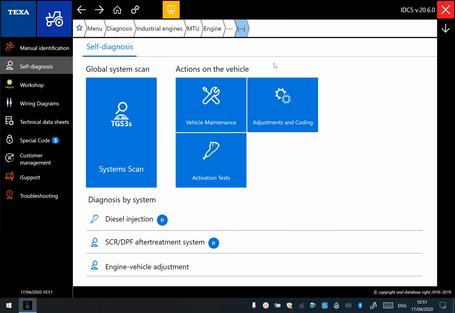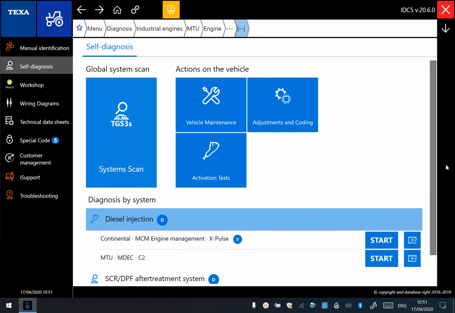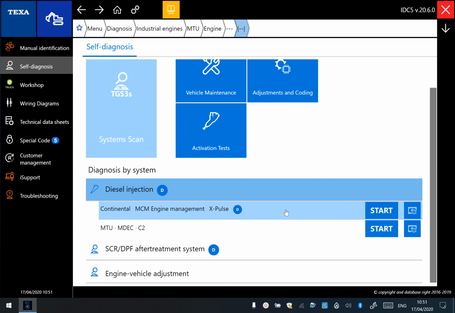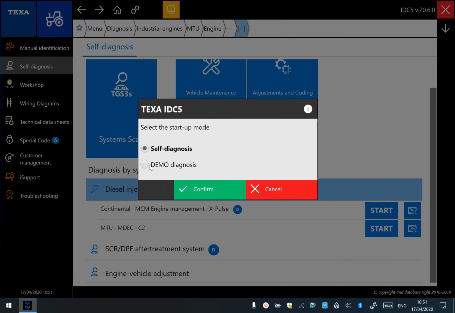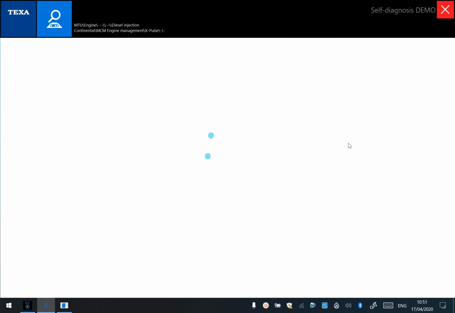Now what we'll do, we'll enter the demo mode as I mentioned. We'll pick this one obviously because we've got a demo mode on it. Click through to here, and then we'll just let this load up the program.